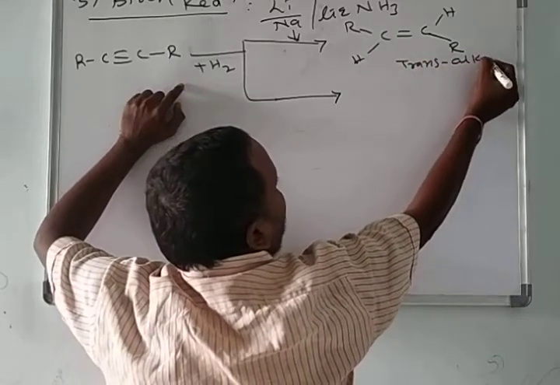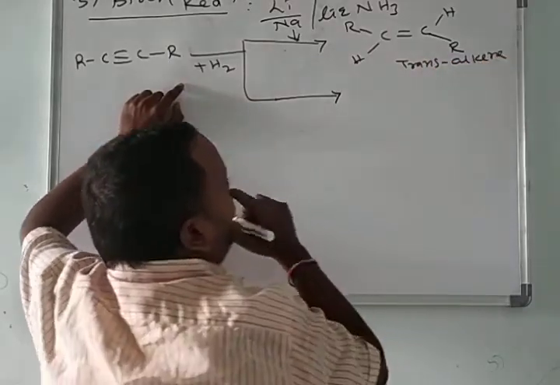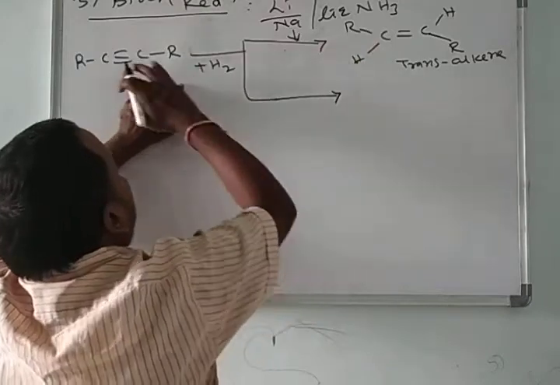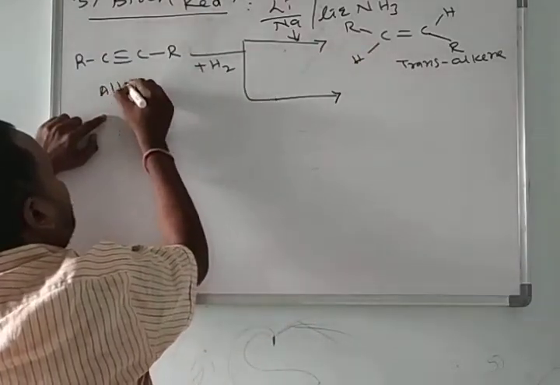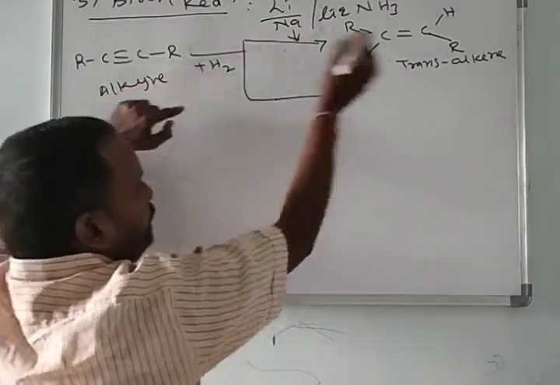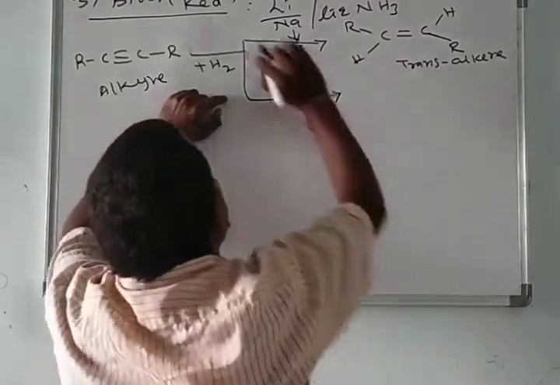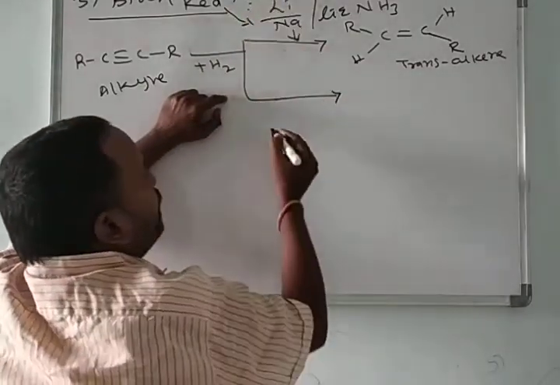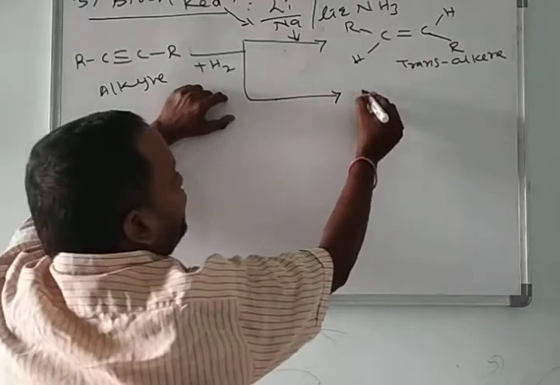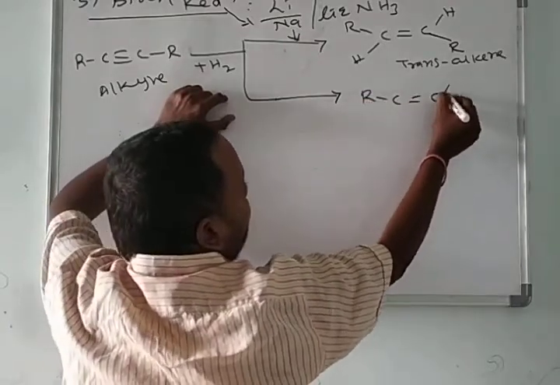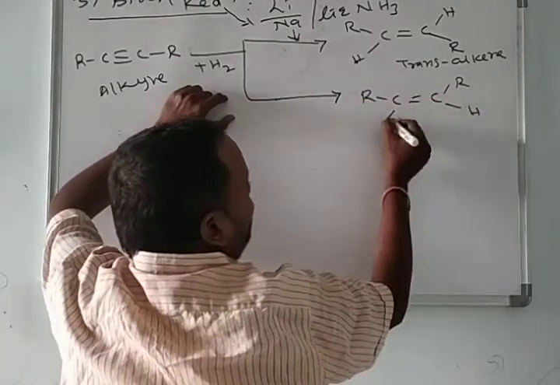This we called as trans alkene. Okay, this reaction we called conversion of alkyne into trans alkene. Conversion of alkyne into trans alkene we called as Birch reduction. Okay, here we'll get the cis alkene also in the presence of one more reagent.